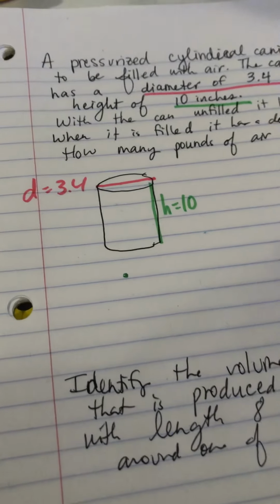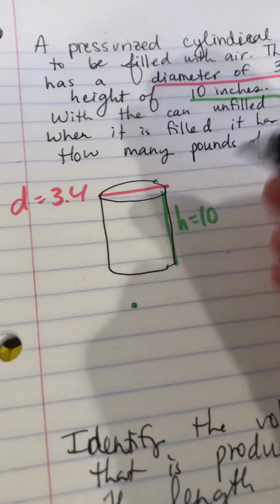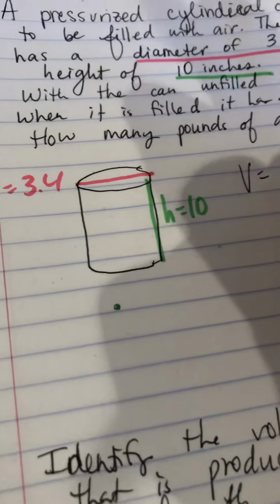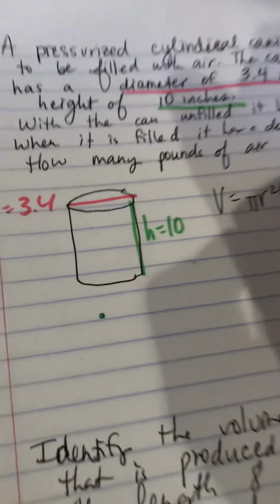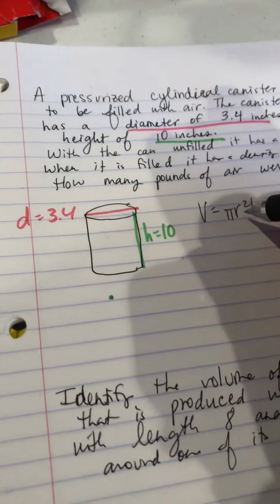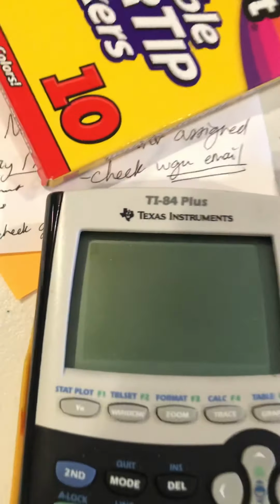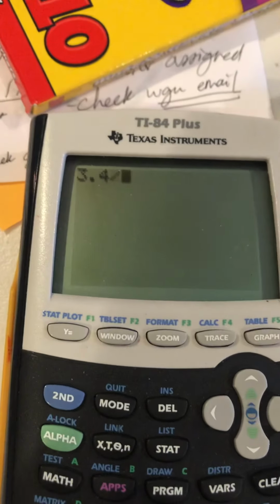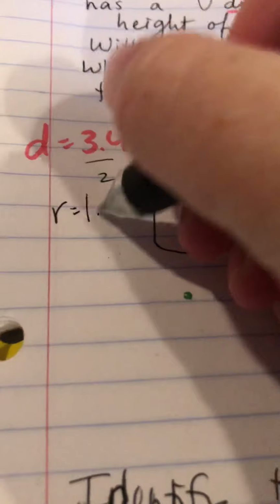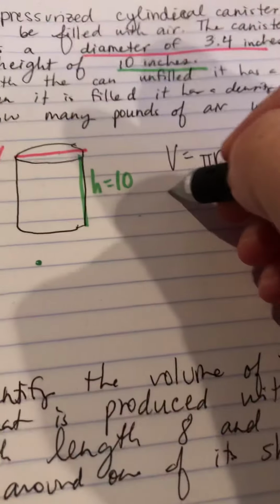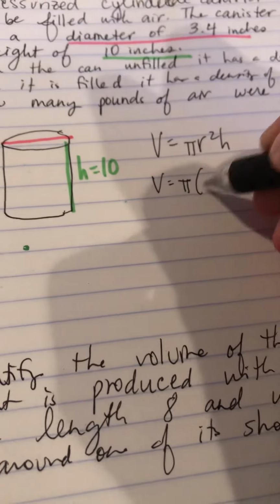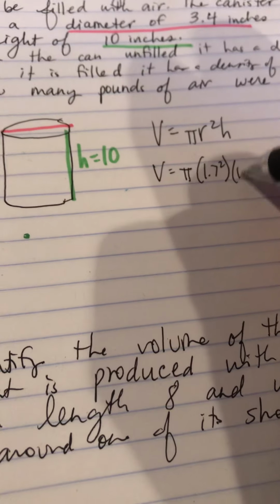Okay, so for me to find this volume is pi r squared times height. So I need the radius. In order for me to do that, I'm going to have to cut this in half. So again, just regular on your calculator, 3.4 divided by 2. You're going to see it's 1.7. So now my radius is 1.7. And so for me to find the volume, I'm going to do pi times 1.7 squared times 10.